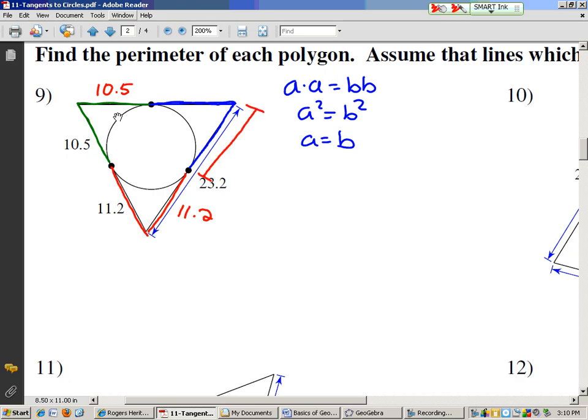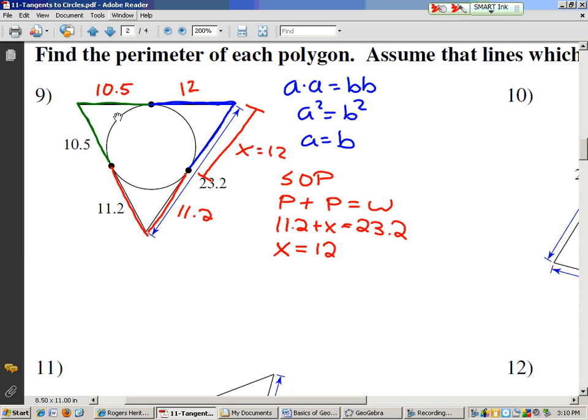How long is this section? Nope. It doesn't have to be the same as the red one. But together, what do they add to be? 12. Let's call this x. What does x and 11.2 add to be? 22. Yes. Sum of parts, right? Sum of parts. So part plus part equals whole. So I can say 11.2 plus x equals 23.2. Subtract 11.2 from each side, and I'm going to get x equals 12.